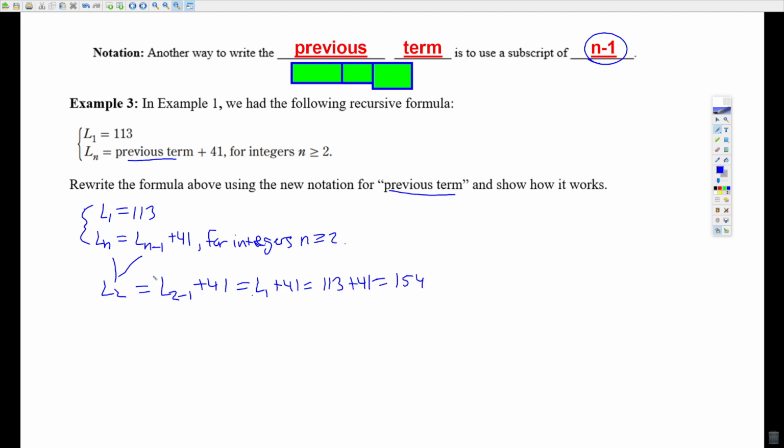And you can keep doing this, right? We could do L sub 3, so it means we're putting 3 in for the n's. So it would be L sub 3 minus 1 plus 41, which, 3 minus 1 is L sub 2 plus 41. And for L sub 2, we'd have to go back here and look at our answer, which was 154. And you can keep doing this over and over. 195. So it does work. You're plugging in the number for the next term, and we're basically subtracting the 1 so it makes us look at the previous term each time. So from now on, we'll be using this notation instead of saying the words previous term.